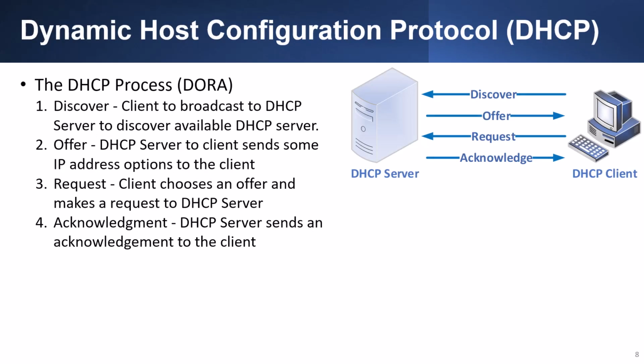The DHCP process, known as DORA, starts with Discover, where the client broadcasts to discover available DHCP servers. The next step is Offer, where the DHCP server sends some IP address options to the client. In the Request stage, the client chooses an offer and makes a request to the DHCP server. During the Acknowledgement phase, the DHCP server sends an acknowledgement to the client.